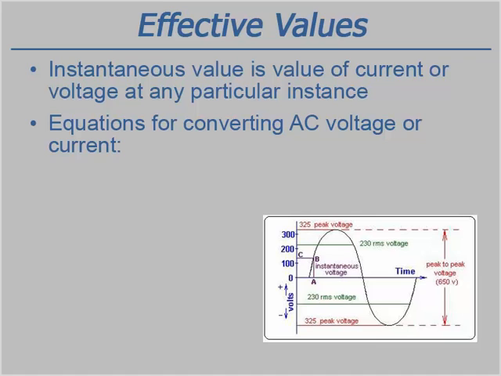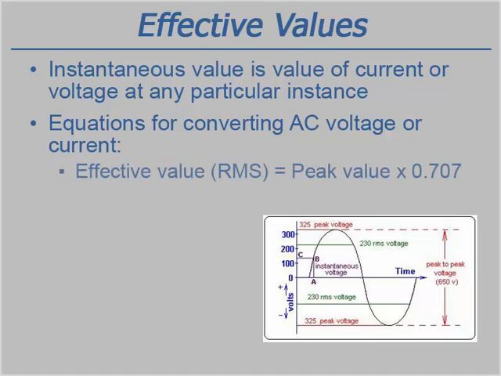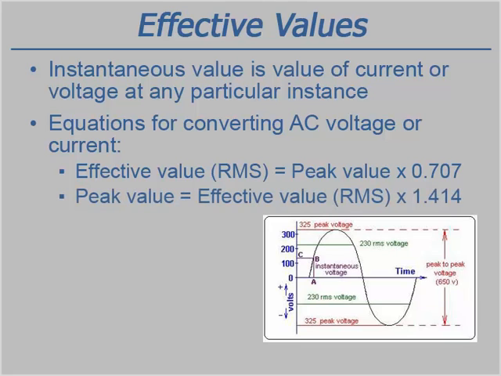When needing to determine the effective or peak value of AC voltage or current, there are two equations which will allow you to perform the conversion. To find the effective voltage or current value, multiply the peak or maximum voltage or current value times 0.707 as shown on the slide. If, on the other hand, you want to determine the peak value of voltage or current, multiply the effective voltage or current value by 1.414 as shown.